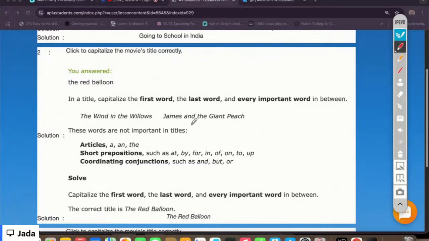Alright, so we'll start now. In a title, you have to capitalize the first word. So the first word in a title, the last word, and every important word in between. For example, we have The Wind in the Willows. Now, James and the Giant Peach. As you can see, the important words are capitalized, okay? James and the Giant Peach. All the important words are capitalized.